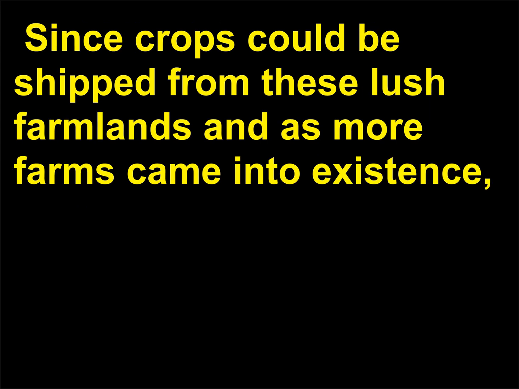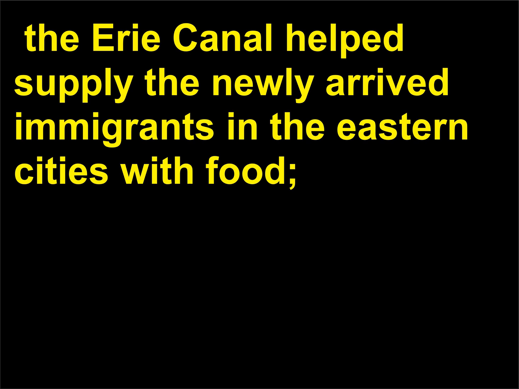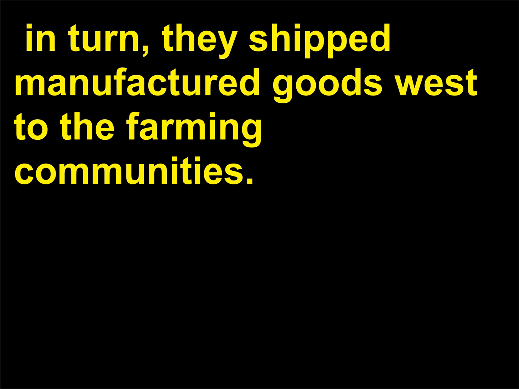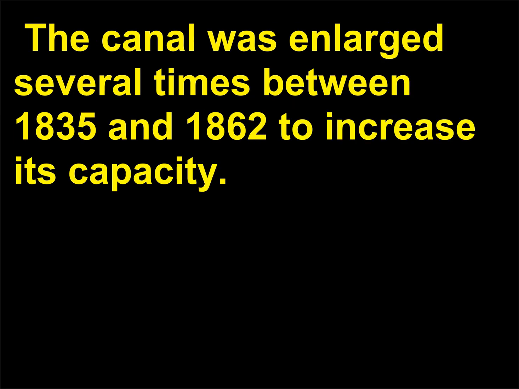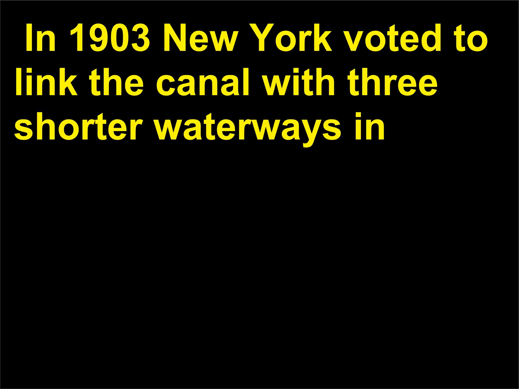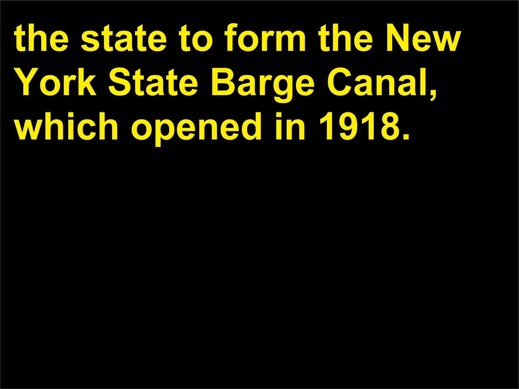Since crops could be shipped from these lush farmlands and as more farms came into existence, the Erie Canal helped supply the newly arrived immigrants in the eastern cities with food. In turn, they shipped manufactured goods west to the farming communities. The canal was enlarged several times between 1835 and 1862 to increase its capacity. In 1903, New York voted to link the canal with 3 shorter waterways in the state to form the New York State Barge Canal, which opened in 1918.